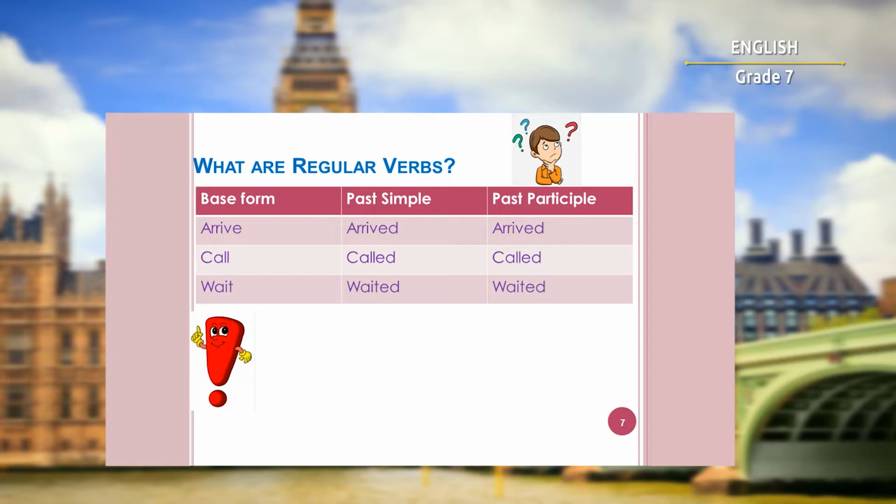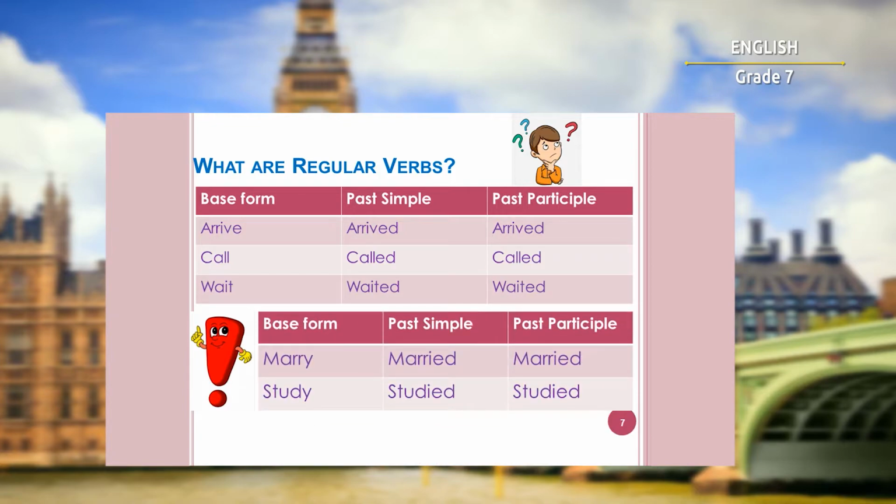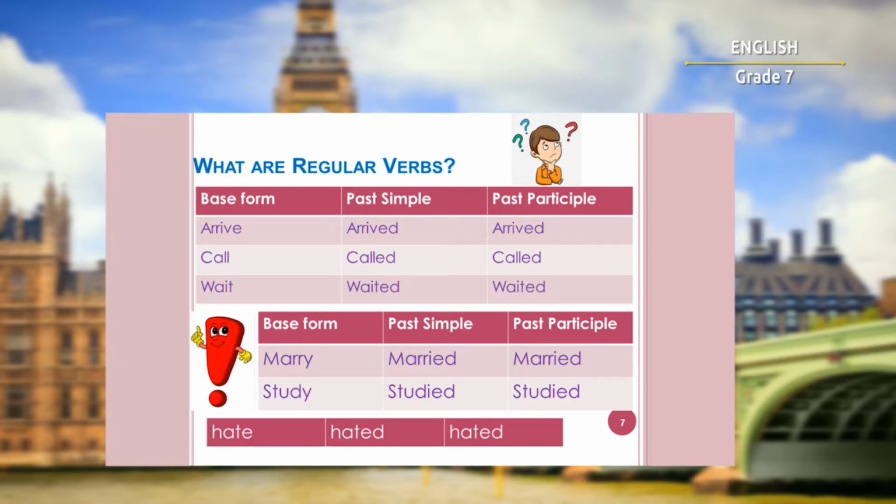And also, guys, notice that if the verb ends in a consonant and y, we change the y to i and add ed ending. For example, base form marry, past simple and past participle forms married. Base form study, past simple and past participle forms studied. If a verb ends in e, we simply add d. For example, hate, hated, hated.